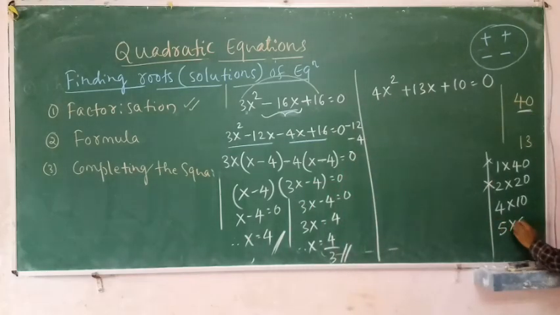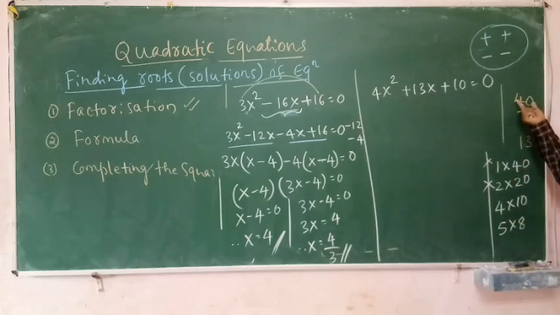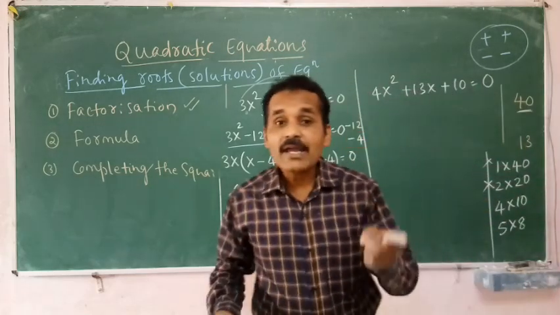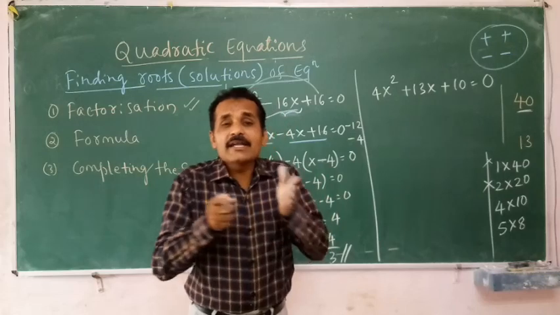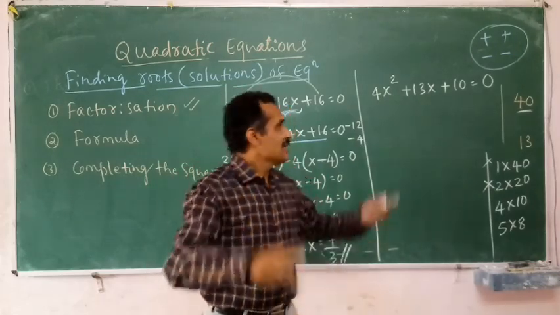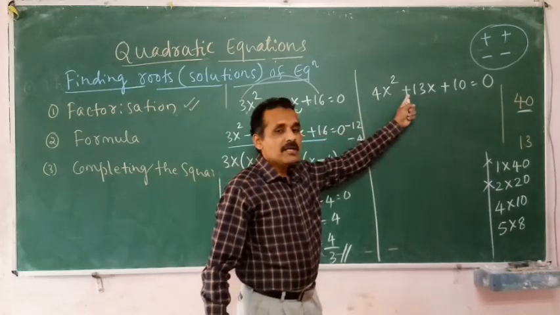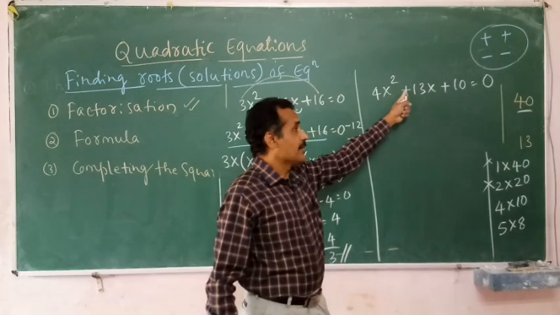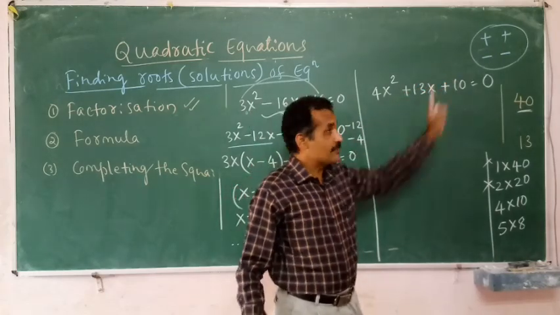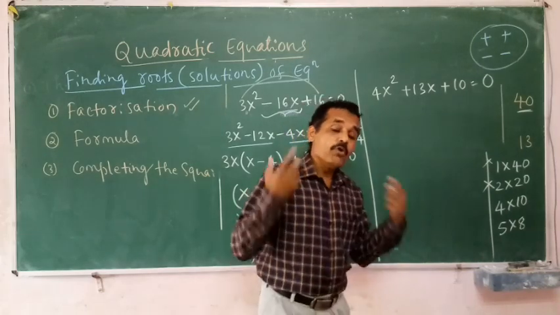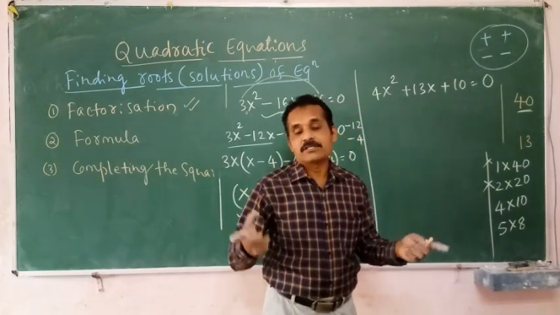5 eights are 40. Add it. 5 plus 8 is equal to 13. You got the answer. Middle terms are 5 and 8. But which 5 and which 8? Either plus plus or minus minus. Who will decide? That will be decided by this sign. This is positive, take both plus plus. This is minus, take both minus minus. So which are the middle terms now? 5 and 8. Both are positive: plus 5 and plus 8.